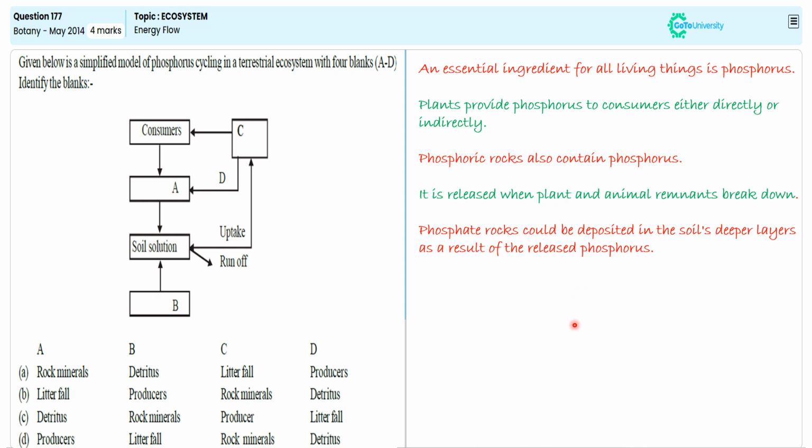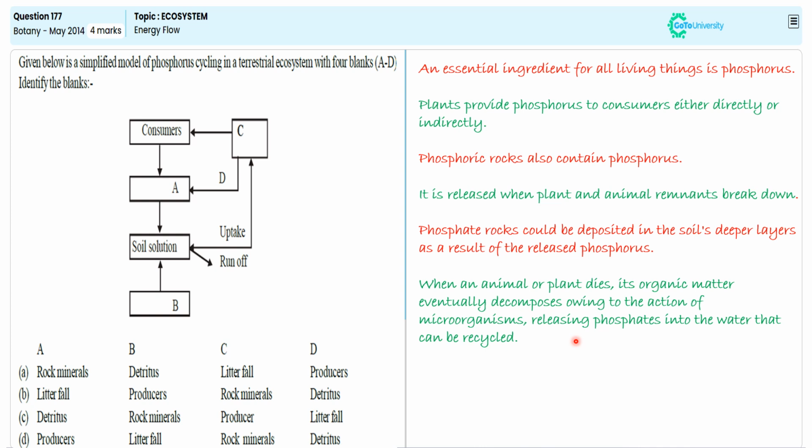When an animal or plant dies, its organic matter eventually decomposes through the action of microorganisms, releasing phosphate into the water that can be recycled. With this specification, we are choosing option C as the correct answer.